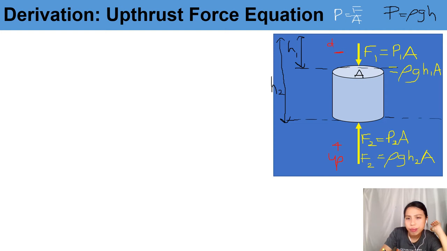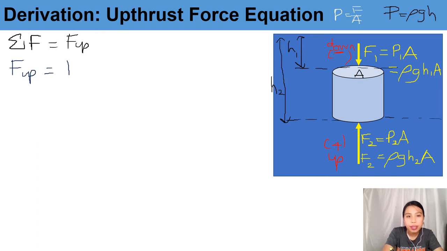So down is negative, up is positive. Okay, so we have defined our directions. Let's add up all the forces together. So your net force is your upthrust force, because all the mini forces add together. So then, the expression for our upthrust force is just F2 plus the negative F1.